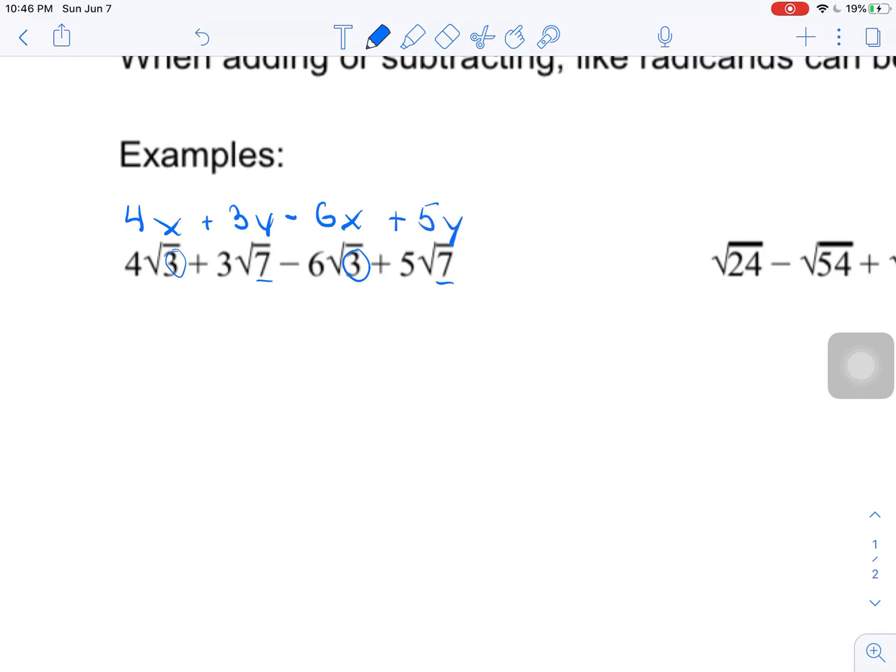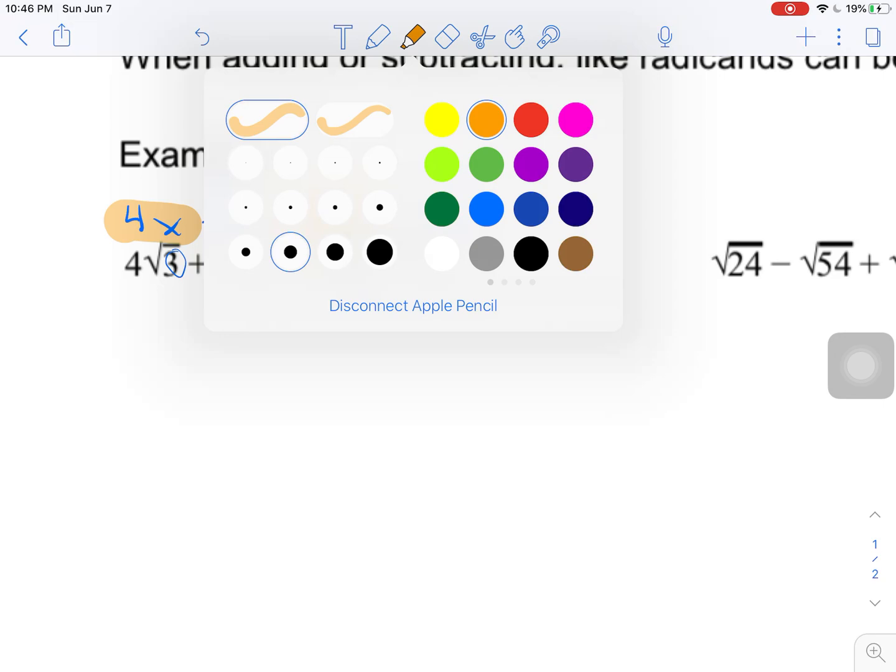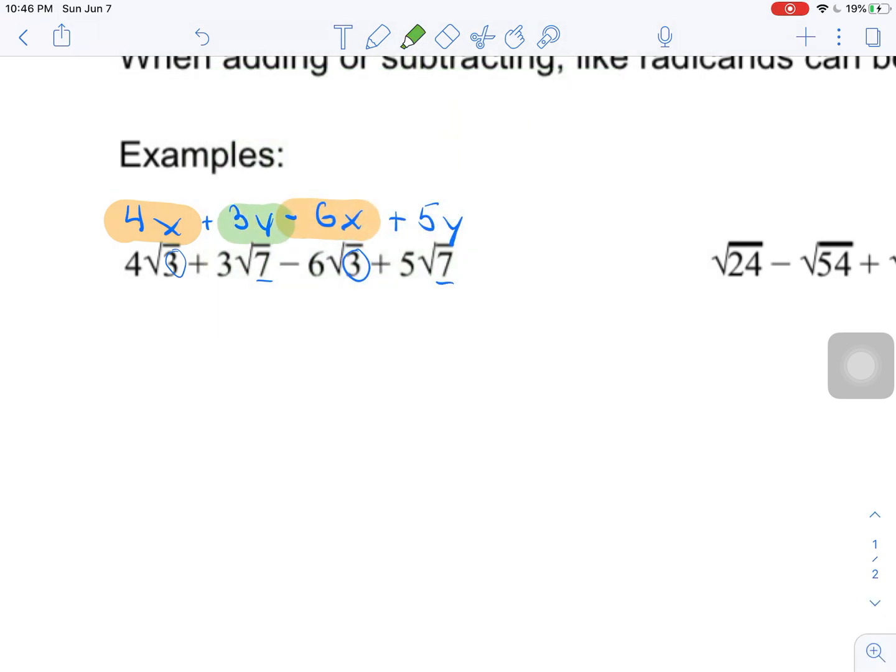So if I gave you this, 4x plus 3y minus 6x plus 5y, you would be pretty quick to say, okay, those x's get combined and the y's get combined. Working with radical expressions is the same idea. And when you combine these, 4x minus 6x is negative 2x, so the variable part stays the same. Those are things we know about working with expressions because we've been doing that for a while now.